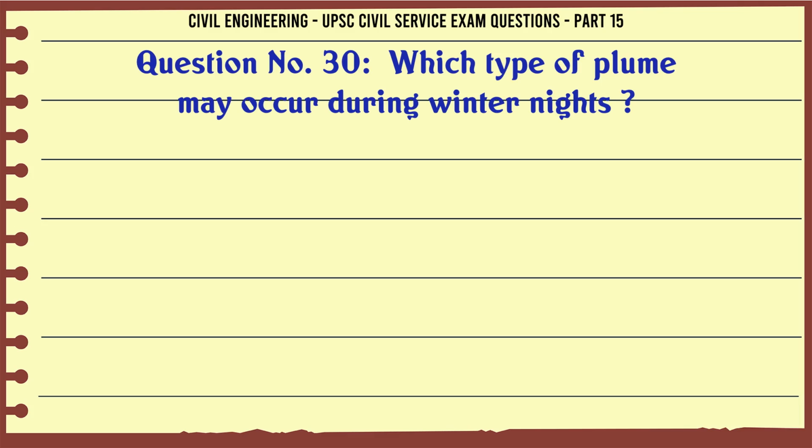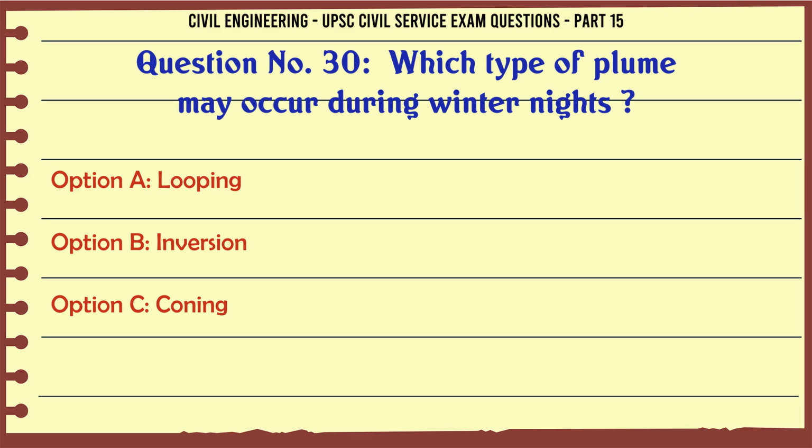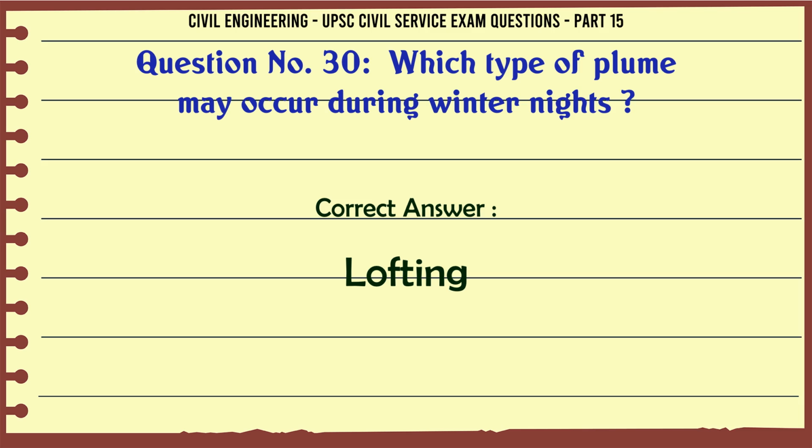Which type of plume may occur during winter nights? A. Looping, B. Inversion, C. Coning, D. Lofting. The correct answer is lofting.